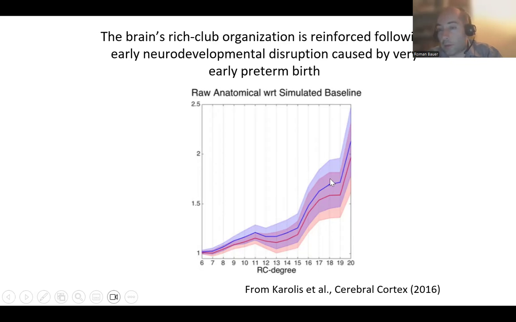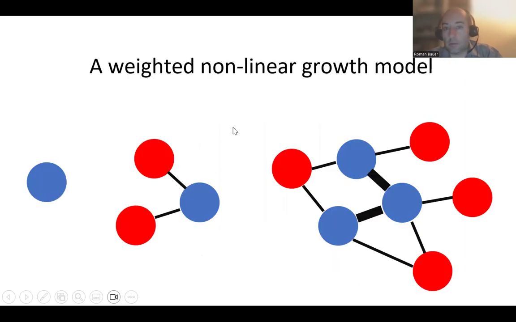You would usually expect maybe that it's less pronounced, but actually it's the opposite. And so this is an interesting question, right? Can you create a model that explains why this may be the case? And so what we did is we extended our nonlinear growth model to incorporate also weights. So we have also strengths now.